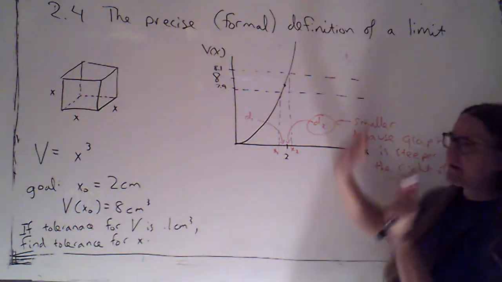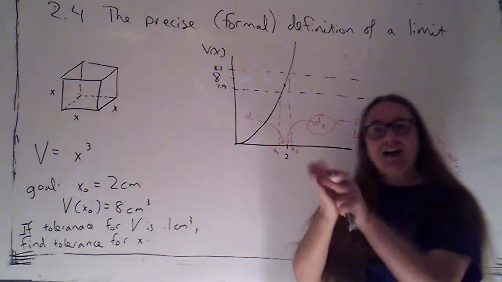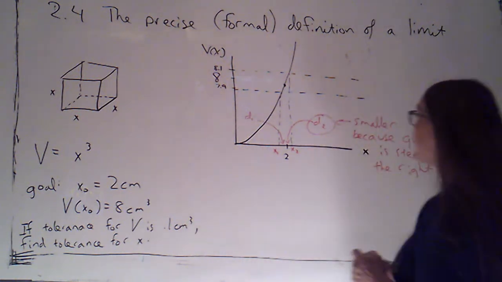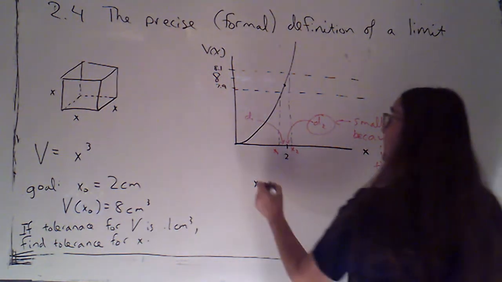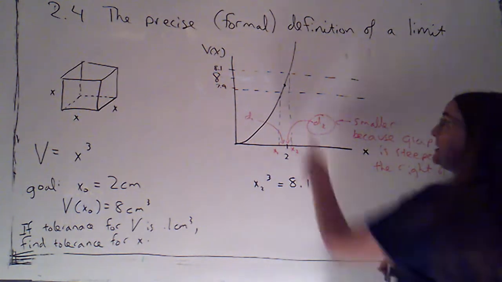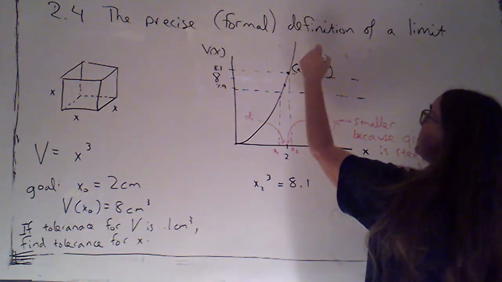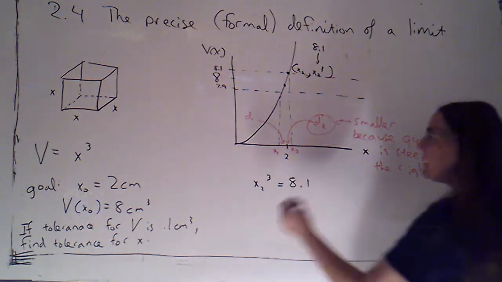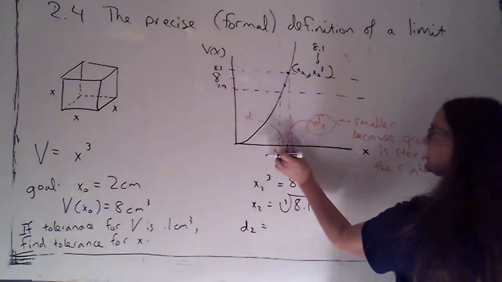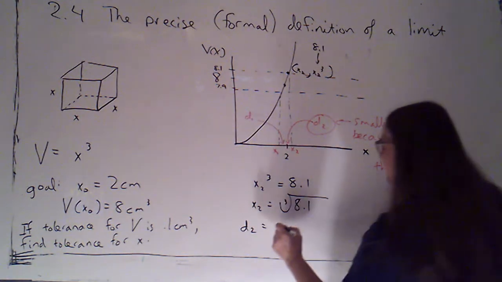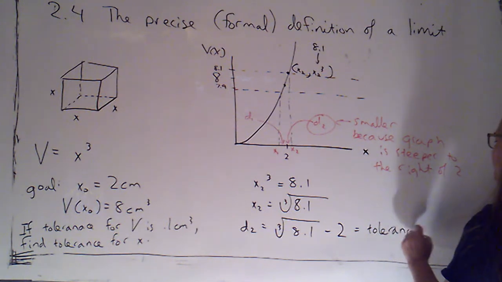So the vertical distance, and I haven't drawn this perfectly to scale, but the vertical distance between 8 and 8.1 and 8 and 7.9 is the same. Here where the graph is steeper, it's going to cover that vertical distance over a shorter horizontal distance. So I'm going to want to find d2, which means I'm going to want to find x2, this x value that's a little to the right of 2. And what I know is that x2 cubed is going to give me 8.1, because that's the point that I have on this graph of volume right here. And I know that that volume value is 8.1. So x2 is just the cube root of 8.1, which means d2 is just this horizontal distance. I'm going to take the right end point minus the left end point. So cube root of 8.1 minus 2, and that's my tolerance for x.